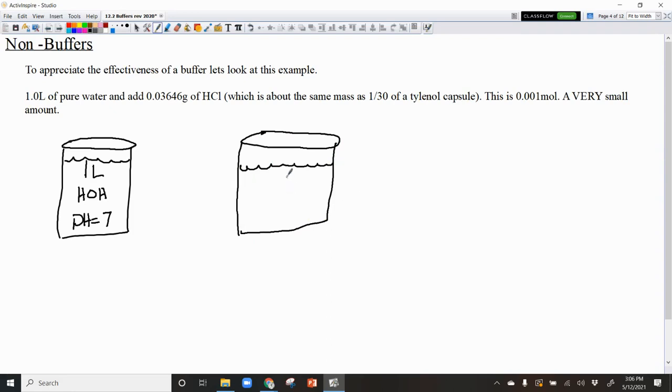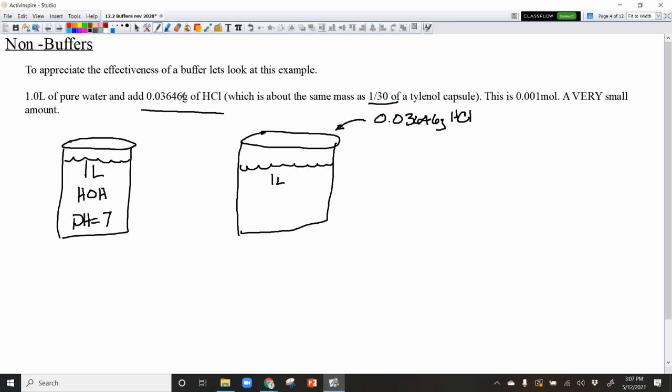So let's take this beaker of water that we have, this 1 liter of water, and we're going to add to this 0.03646 grams of hydrochloric acid. And this is about the equivalent of a 30th of a Tylenol capsule. So if we took a Tylenol capsule and we ground it up, we divided it into 30 equal parts, we're just going to put one of those 30 parts down in here. That's really, really small. It's not a lot at all.